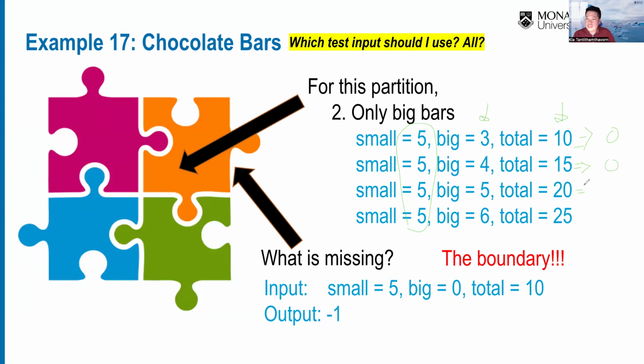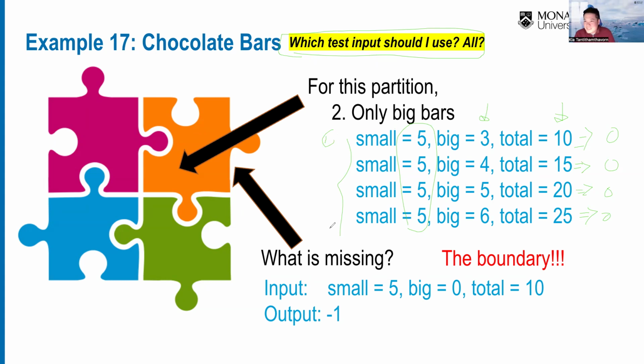Also 0, this is also 0, this is also 0. Why do we do that? It doesn't make any sense. It just returns 0. What does it mean? It is really redundant. That's why the question is: which test input should I use? All of them, or just one of them, but which one is more effective?